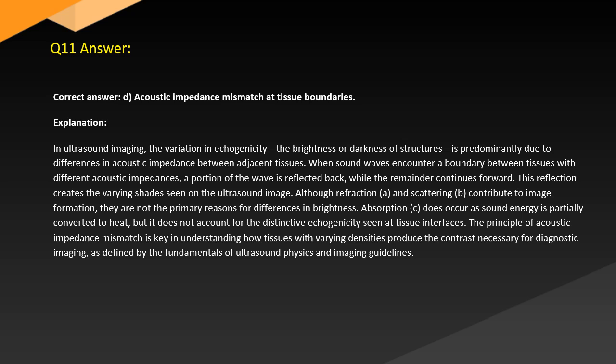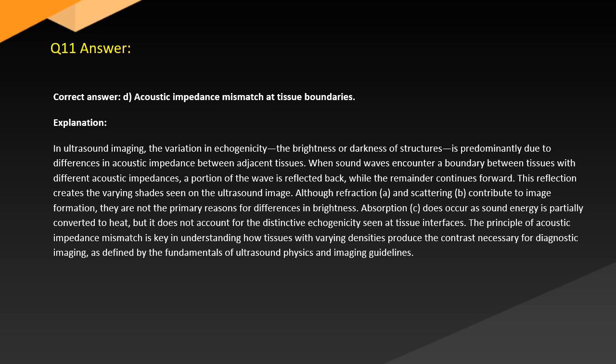Answer. Correct answer: D. Acoustic impedance mismatch at tissue boundaries. Explanation. In ultrasound imaging, the variation in echogenicity, the brightness or darkness of structures, is predominantly due to differences in acoustic impedance between adjacent tissues. When sound waves encounter a boundary between tissues with different acoustic impedances, a portion of the wave is reflected back while the remainder continues forward. This reflection creates the shades seen on the ultrasound image.